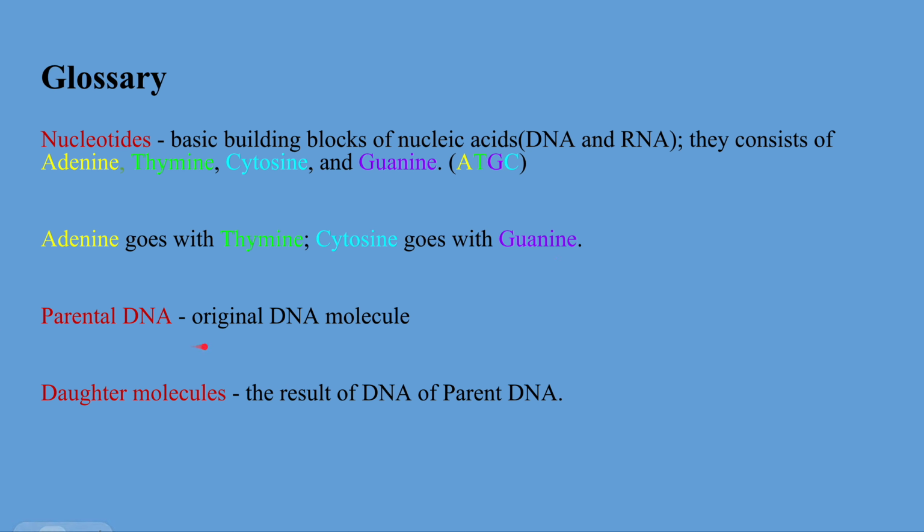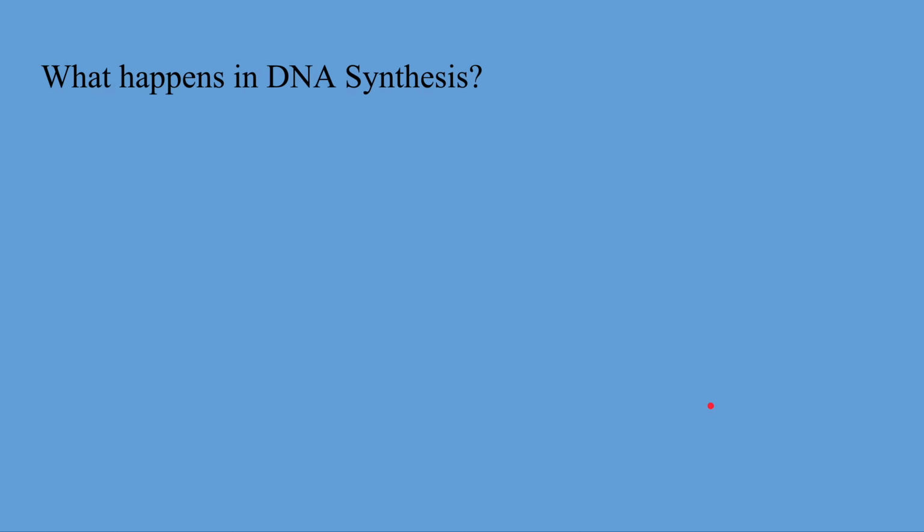Parental DNA is the original DNA molecule, self-explanatory, and the daughter molecules are the result of DNA synthesis of the parent DNA. Self-explanatory, you'll see what happens with them in a few slides. So, what happens in DNA synthesis?